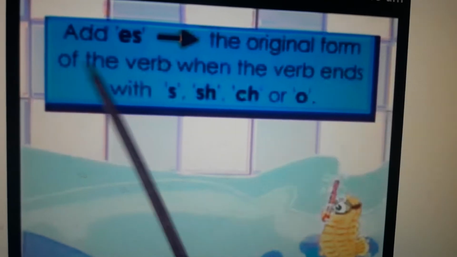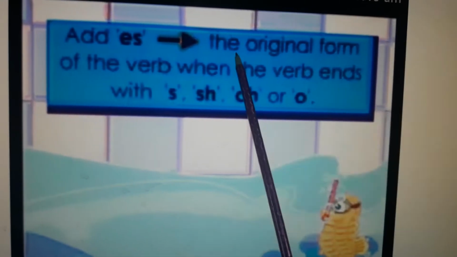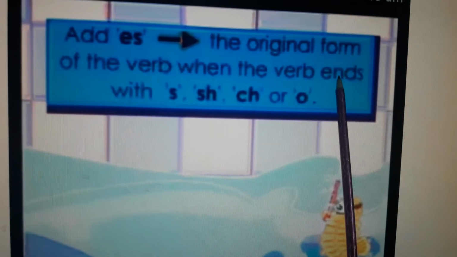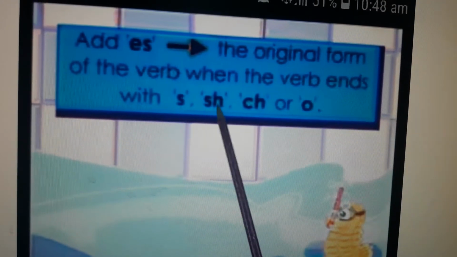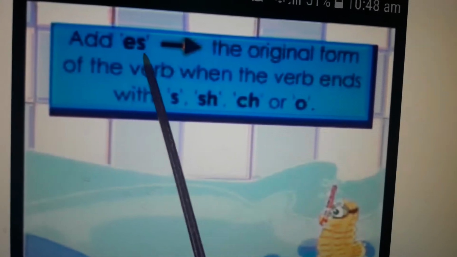Okay students, in this way we will add es with the original form of the verb, means with the first form of the verb, when the verb ends with s, sh, ch or o. Then we will add the es form.